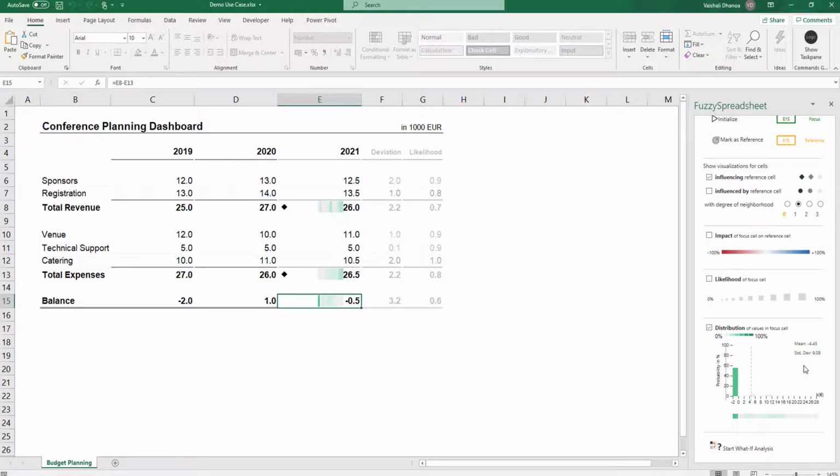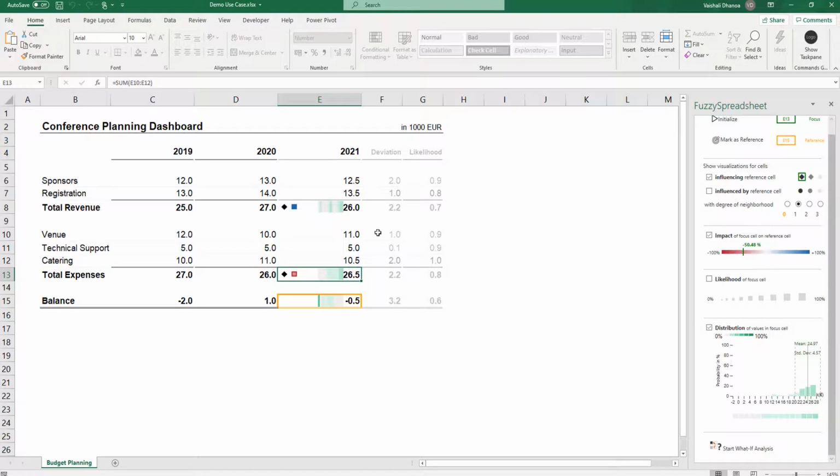To fix this, we need to assess the impact of the expenses on the balance by activating Impact in the side panel. The colored squares show the impact for the first-degree neighbors influencing our balance. A red square implies a negative impact, and a blue square a positive impact on the balance. Next, we activate the likelihood option. The size of the square changes proportionally with the likelihood. The larger the square, the higher the likelihood.